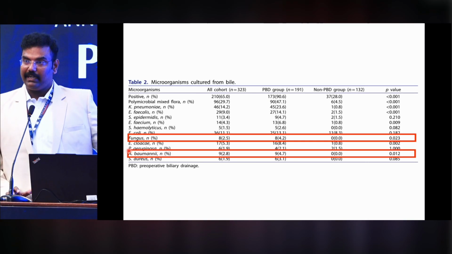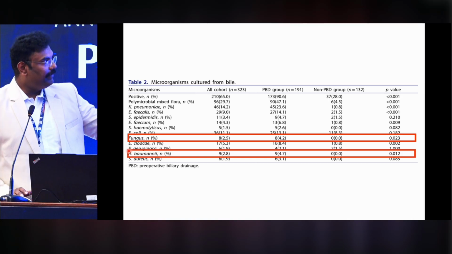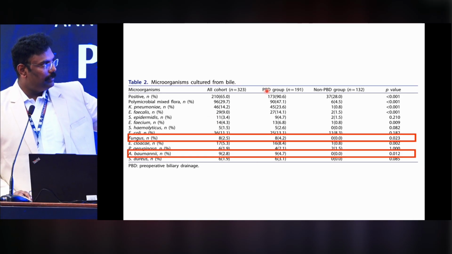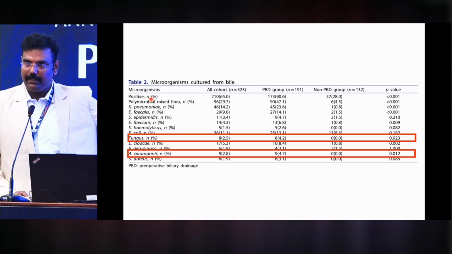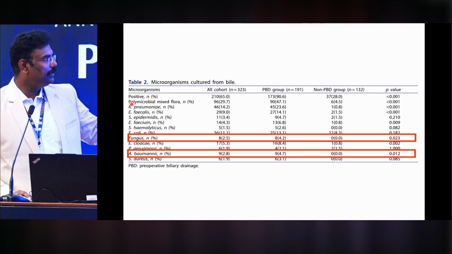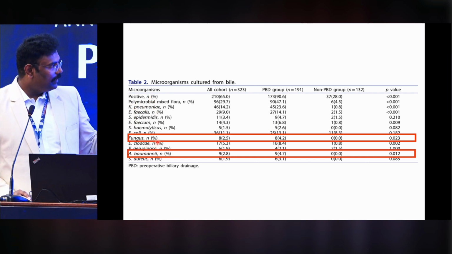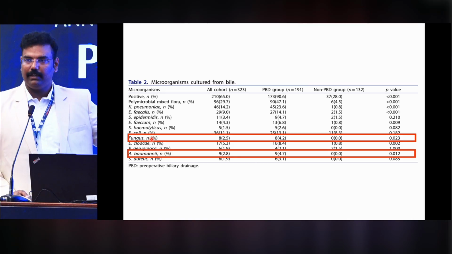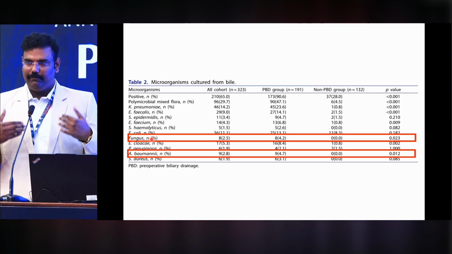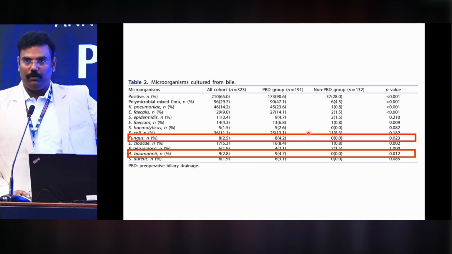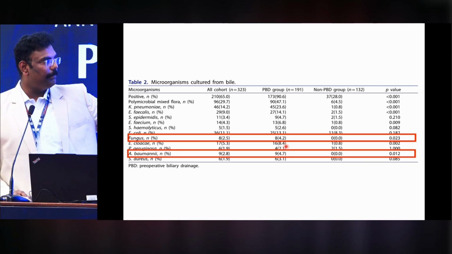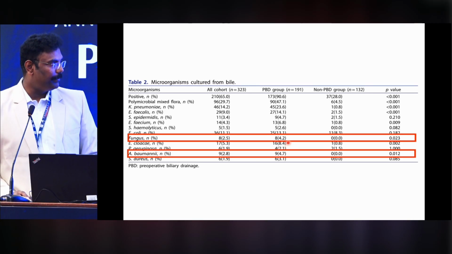Again, regarding the organisms that were isolated as well, whenever preoperative drainage was performed, we are likely to encounter more polymicrobial organisms apart from the usual enteric ones. I just wanted to highlight these two, the fungus and Acinetobacter baumannii, which as surgeons we don't want our patients to have. They were significantly more in the preoperative biliary drainage group when compared to the group which didn't have preoperative biliary drainage.